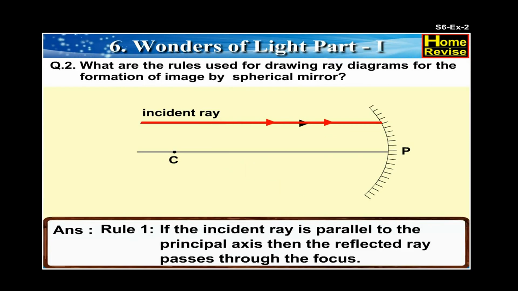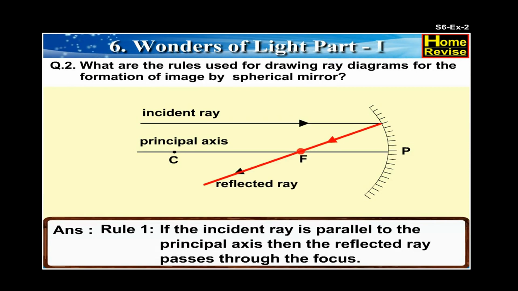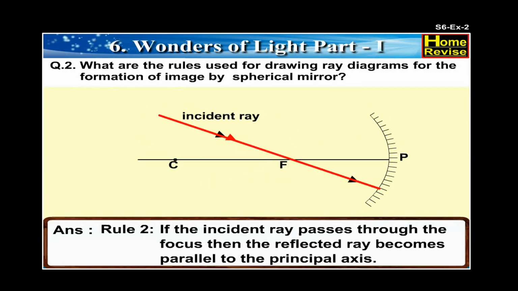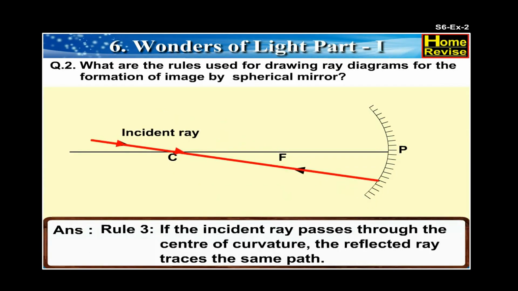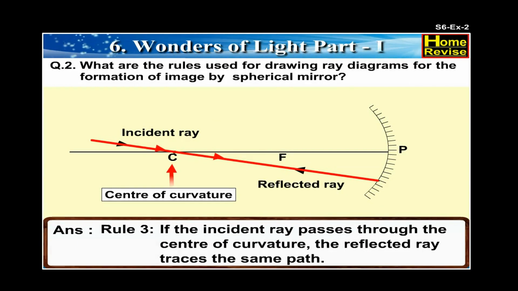Rule 1. If the incident ray is parallel to the principal axis, then the reflected ray passes through the focus. Rule 2. If the incident ray passes through the focus, then the reflected ray becomes parallel to the principal axis. Rule 3. If the incident ray passes through the center of curvature, then the reflected ray traces the same path.